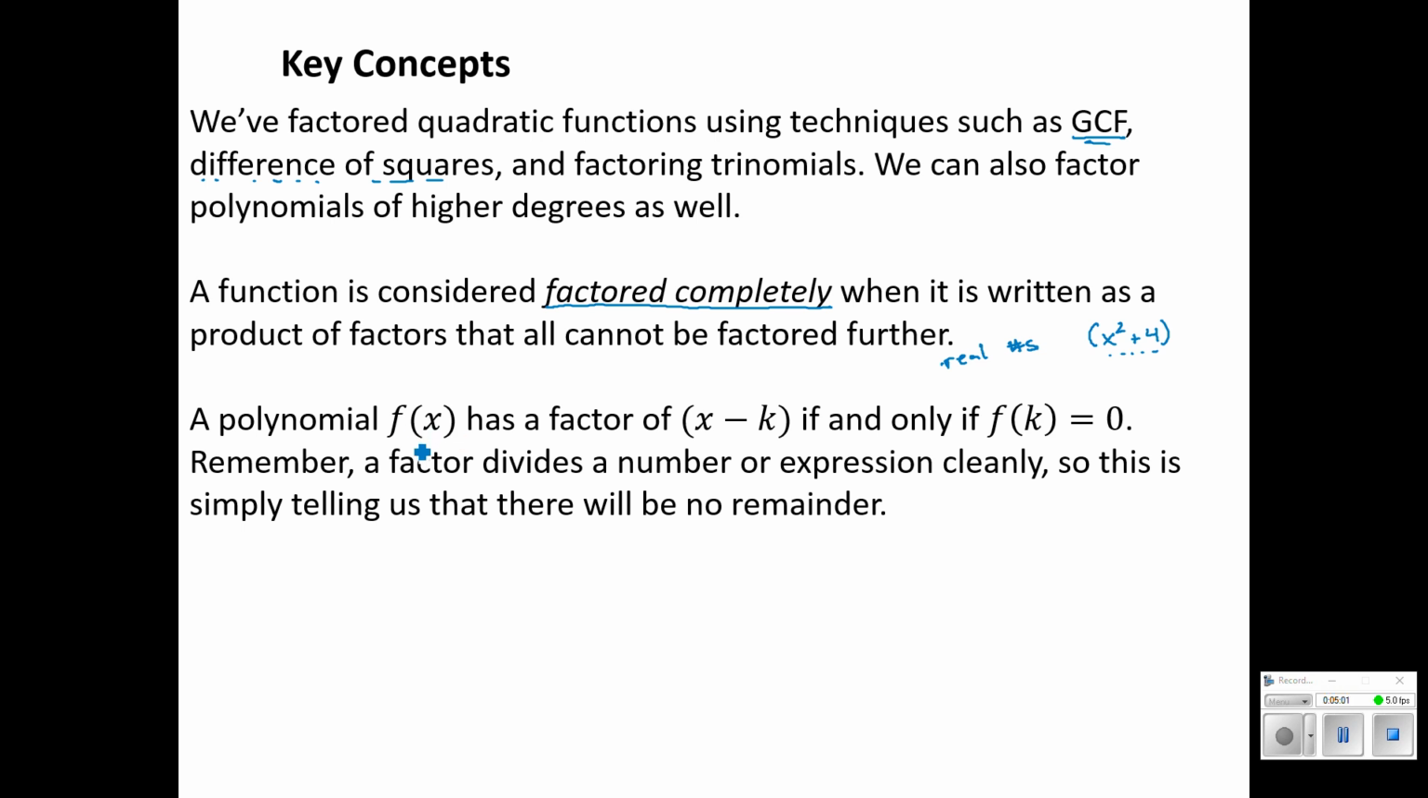All right, and just a clarifying piece here at the bottom, a polynomial has a factor of x minus some number if and only if plugging that number into the function equals 0. And the reason this is so, remember our remainder theorem that we talked about earlier, if there's no remainder, it divides cleanly, and that's the definition of what a factor is.